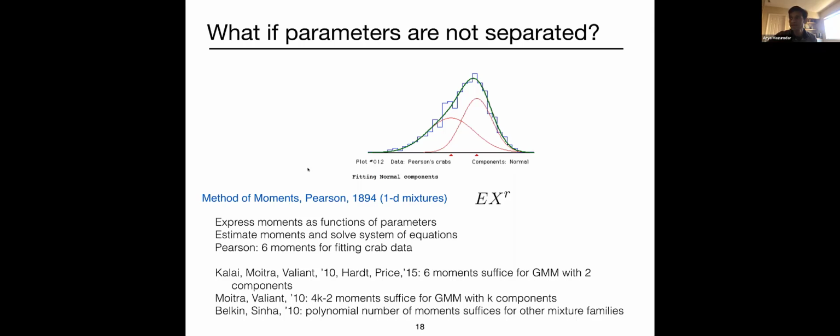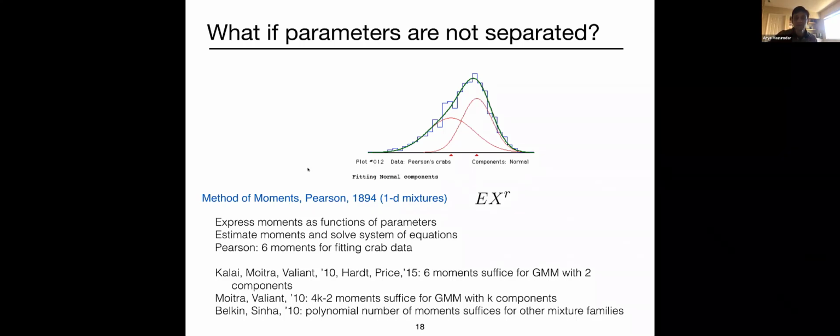Moitra and Valiant, in the same paper from 2010, showed that 4k minus 2 moments suffice for Gaussian mixture models with k components. And Belkin and Sinha showed that a polynomial number of moments suffices for many other mixture families whose characteristic function follows some properties.